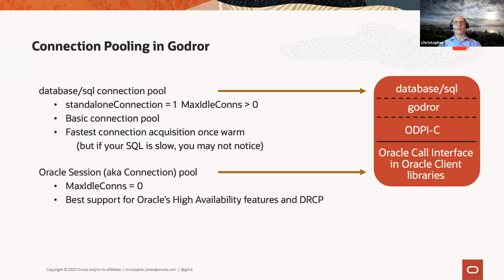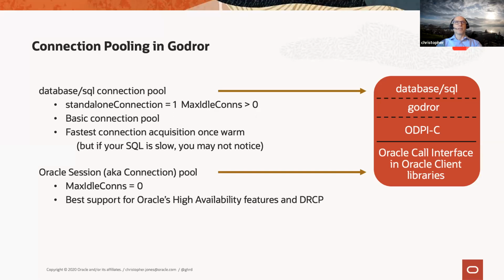Again, setting max idle cons, I'll show you, just to make sure you're using only this pool and not the database/SQL pool. It certainly has the best support for Oracle's high availability features. It can do things like check that your connections are available when you get them from the pool. Connections don't automatically go and check some of that stuff unless you've got some of the pinging going on, and you want to make sure you're not doing any more of that than you need to for your ultimate scalability. You can disable both of these if you want. You can set standalone connections to 1 and max idle to be 0 if you want to have no connection pooling, but generally I wouldn't worry about that.